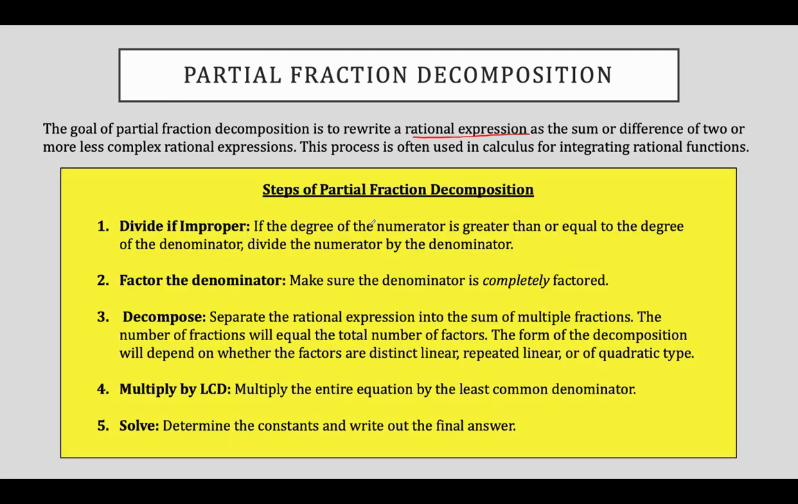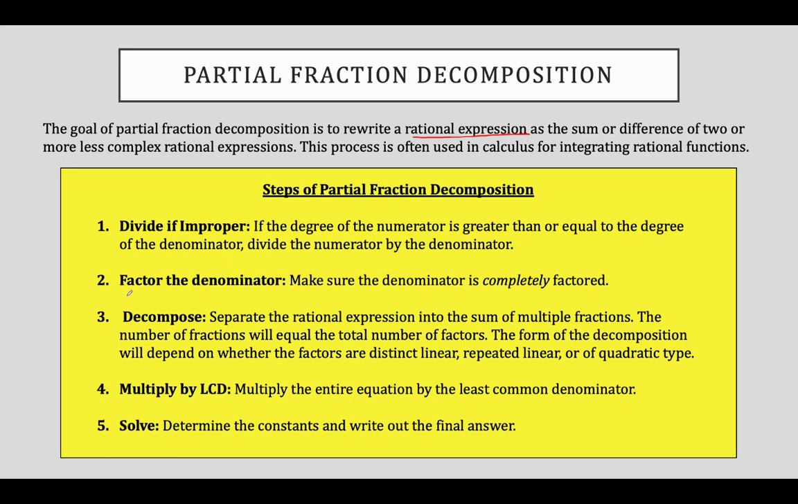So here are your steps for partial fraction decomposition. Step number 1, divide if improper. If the degree of the numerator is greater than or equal to the degree of the denominator, divide the numerator by the denominator. We want to complete that division if we have an improper fraction. Luckily, more often than not, we won't have to do this first step. But if the degree of the numerator is greater than or equal to the degree of the denominator, we're going to have to complete polynomial long division.